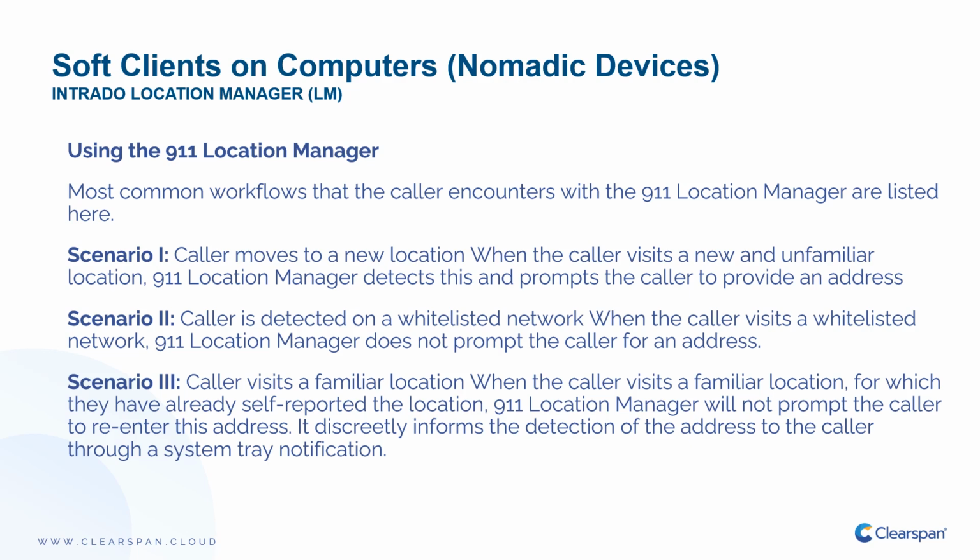When the caller visits a whitelisted network, the Location Manager does not prompt the caller for an address. Scenario 3, the caller visits a familiar location, and when the caller visits this location, for which they've already self-reported the location, Location Manager will not prompt the caller to re-enter the address. It discreetly informs the caller of the detection of the address through a system tray notification.